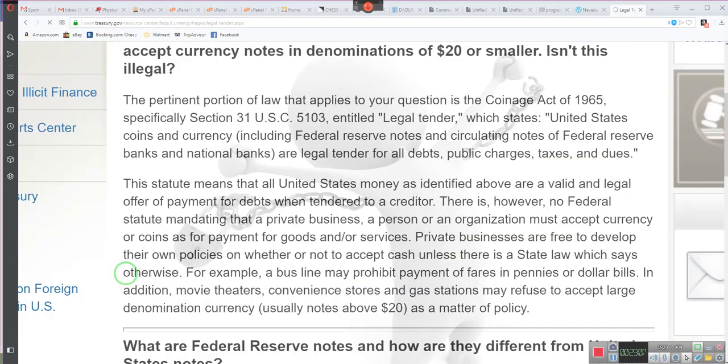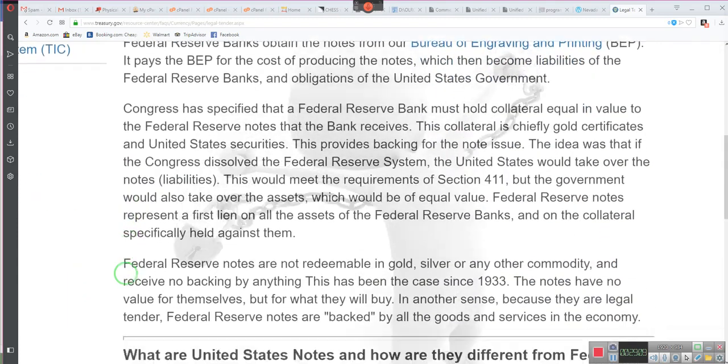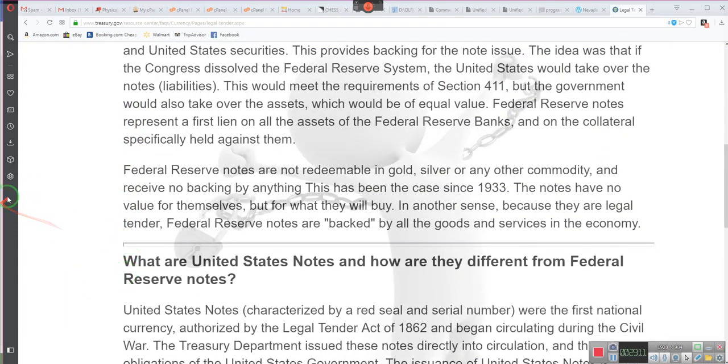Then we'll get back to explaining how you're going to pay off the debt, ladies and gentlemen. This right here, this paragraph right here. Federal Reserve notes are not redeemable in gold, silver, or any other commodity, and receive no backing by anything. This has been the case since 1933. The notes have no value for themselves. Okay, now hold on. If they have no value, how can they buy anything? We live on an equal exchange, dollar for dollar system.